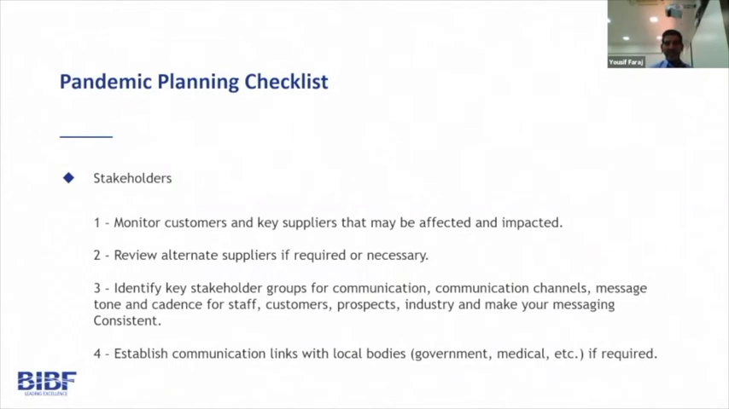Also, one of the checklists that you need to consider for pandemic planning is your stakeholders. Stakeholders are, of course, playing an important role for some organizations. And of course, without suppliers, you cannot operate. Like BIBF or your organization, you cannot operate without suppliers, okay? Because you need to buy computers from suppliers, you need to buy furniture and stationery. Like in a factory, they want raw material and machines from a supplier. Therefore, you are depending on suppliers to run your operations.